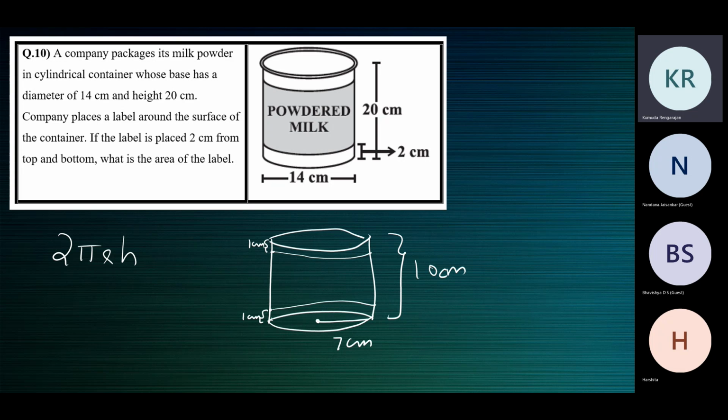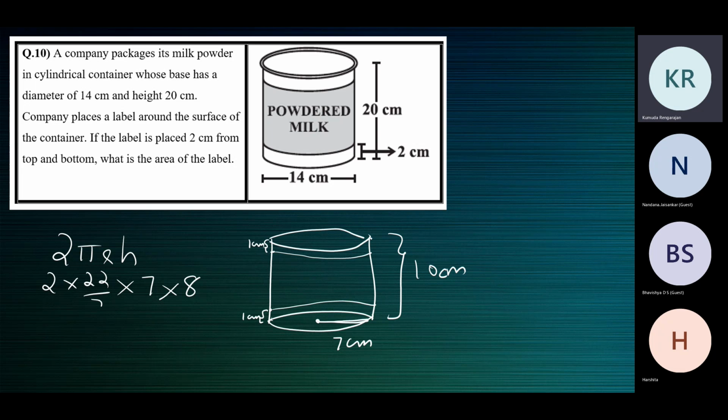So how much paper will you need? 2 pi RH. Now, what's the value of pi? 22 by 7. What's the value of R? I've given 7. R is 7. The value of H will not be 10. Instead, it will only be 10 minus 2, 8.